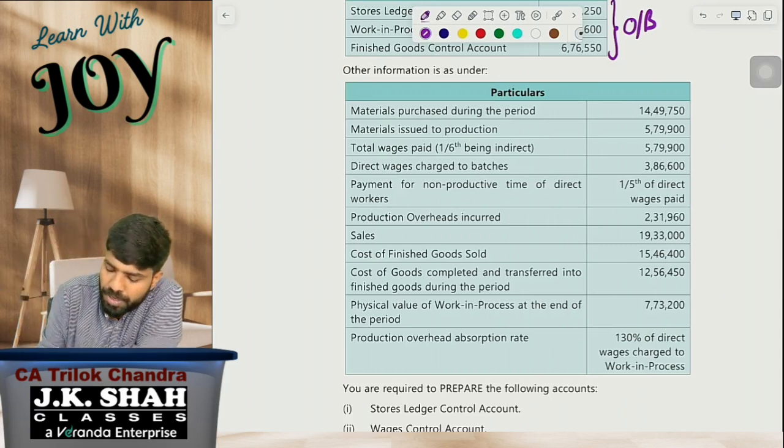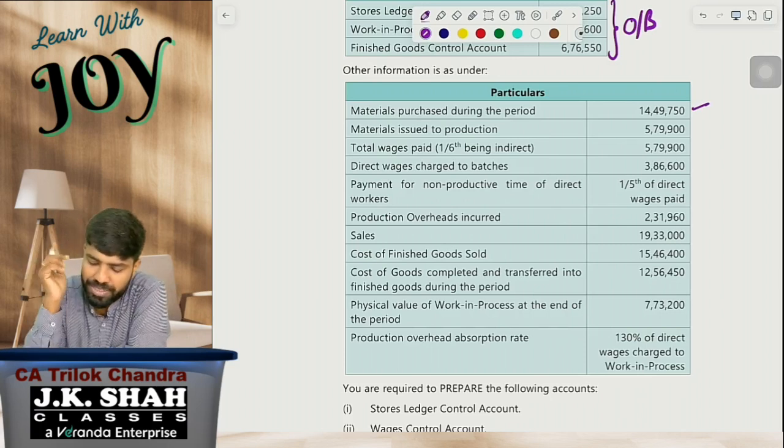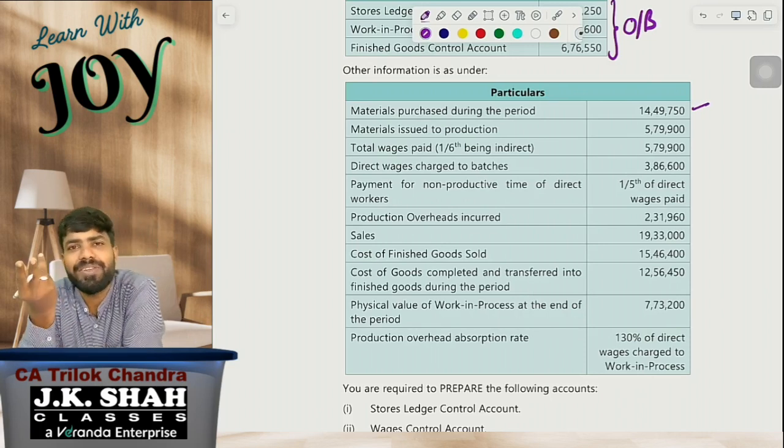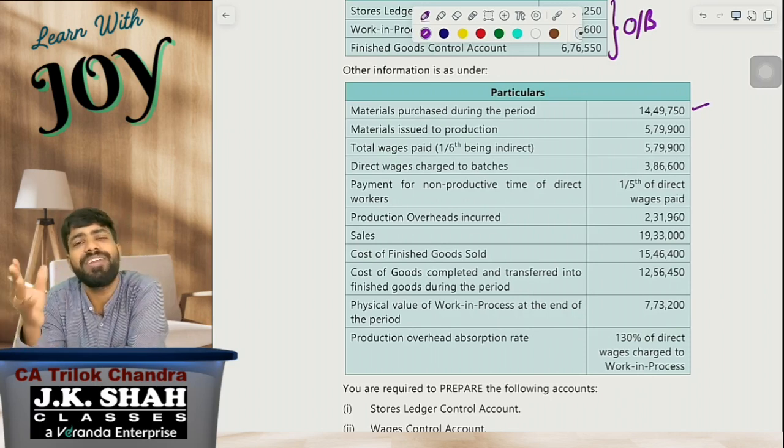Next, material purchased during the period. What is the entry for this? Which account to be debited? SLC account debit. See, purchased during the period. They didn't mention whether it is credit or cash. So SLC account debit to cash or creditor.